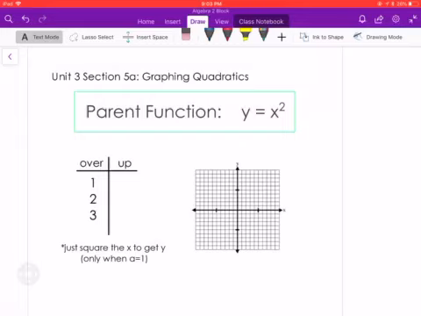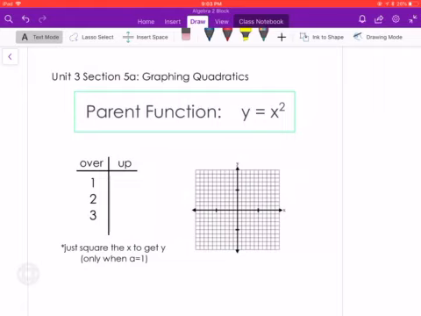All right, graphing quadratics in Algebra 2. I'm going to do these videos in 3 parts. So I'm going to do each different type in a little mini clip. First we're going to start with standard form, but just to start it off, I will be using the parent function to graph these parabolas.